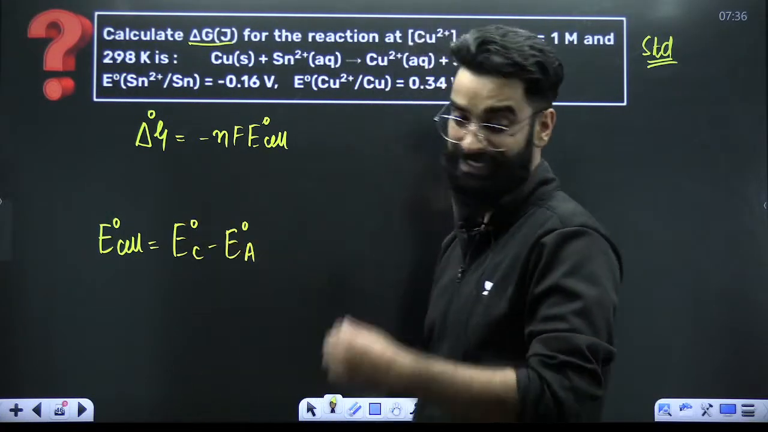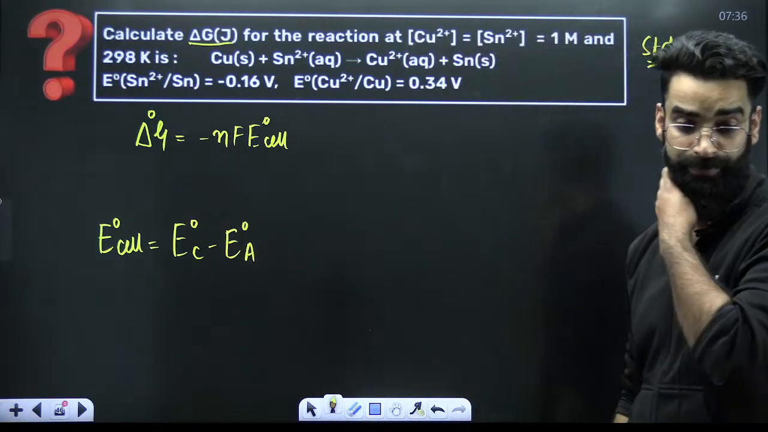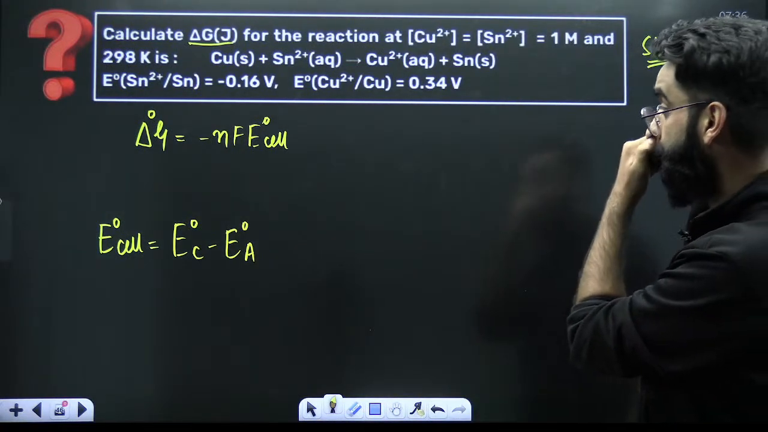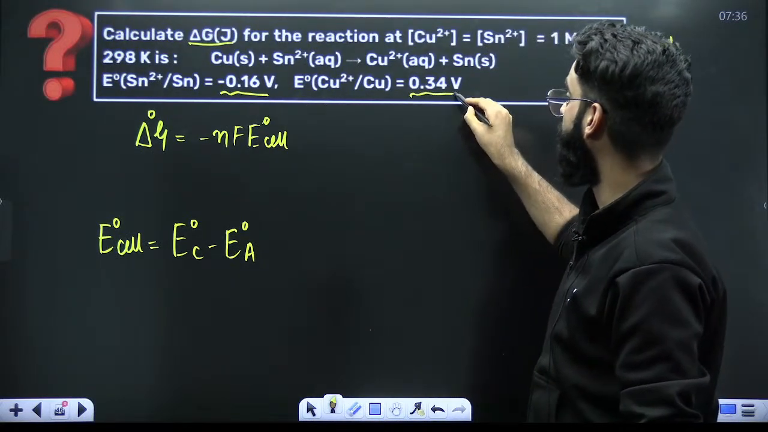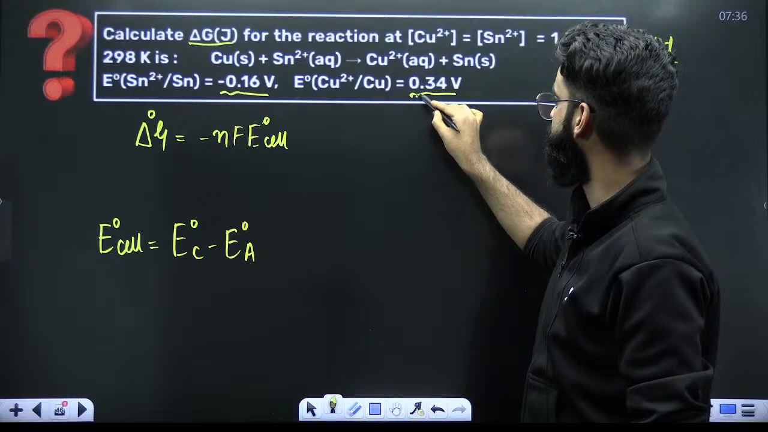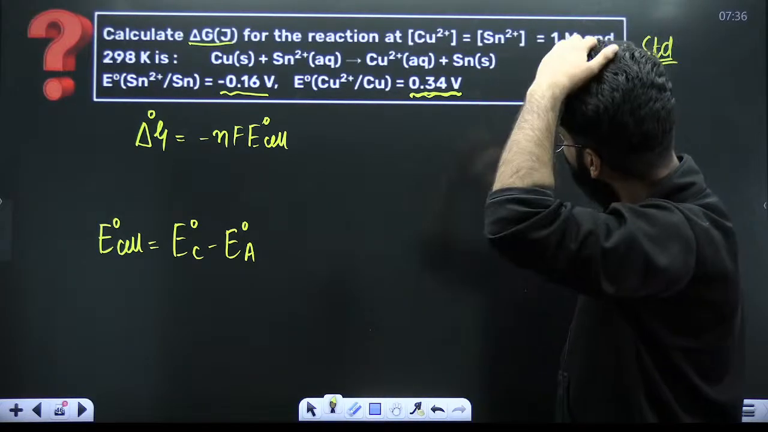What is E naught of cathode? That's SRP of cathode minus SRP of anode. Now what is cathode? What is anode? Have a look. This is SRP of tin. This is SRP of copper. Which one has got more SRP? This one has got more SRP, right?